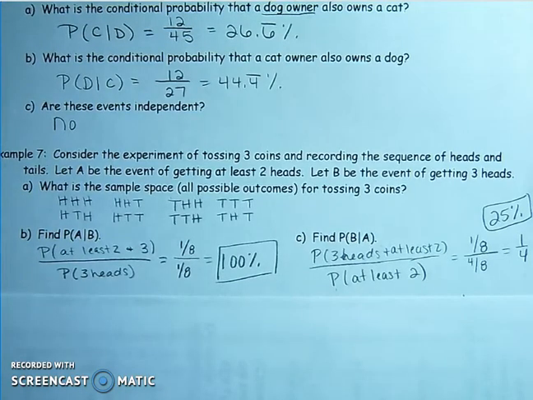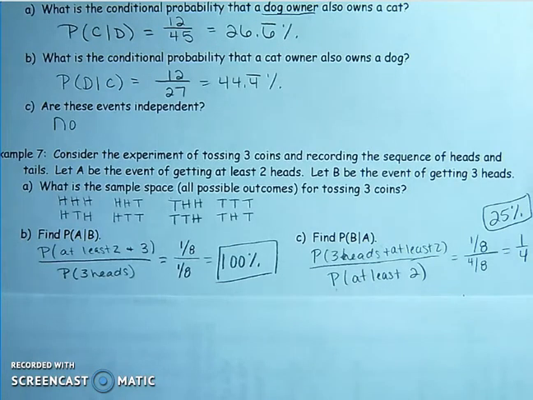So the probability of A given B is the probability that at least 2 and 3 heads occur. Well, only in one case out of the 8 does that happen, and that's when all 3 heads occur, over the probability of getting 3 heads, and that's 1 out of 8, which is 100%. So the idea is the probability of getting at least 2 heads, given that you've got 3 heads, is 100% because you know you have 3 heads, so you have at least 2.